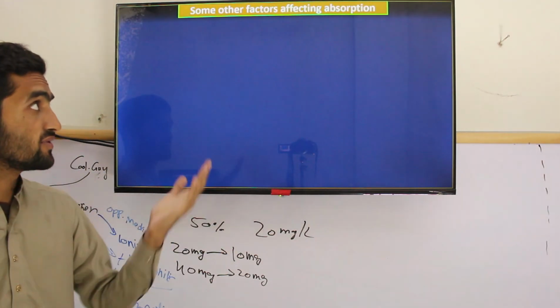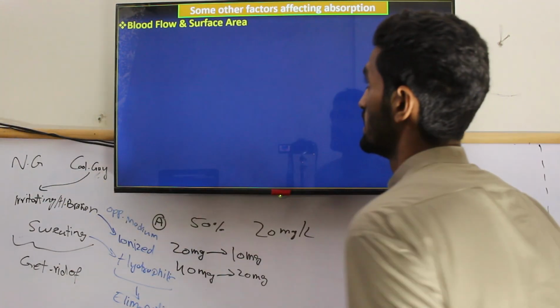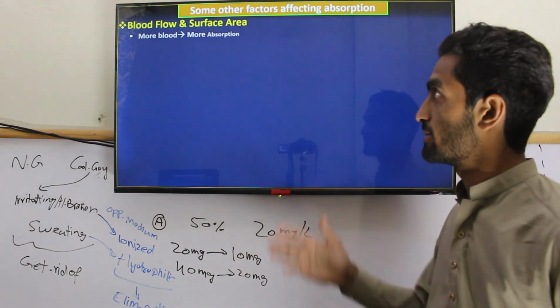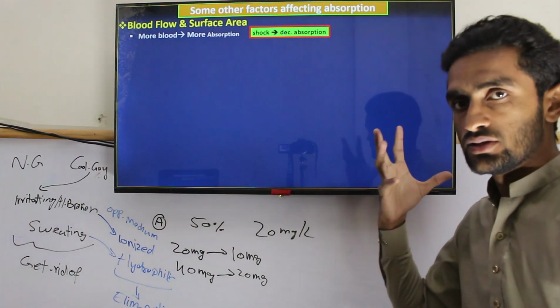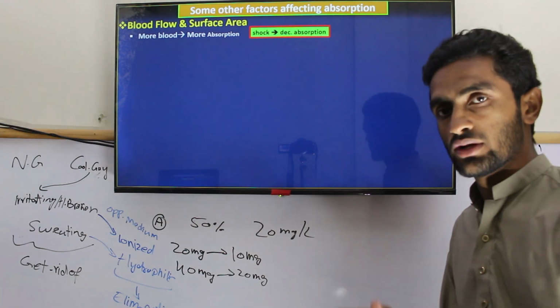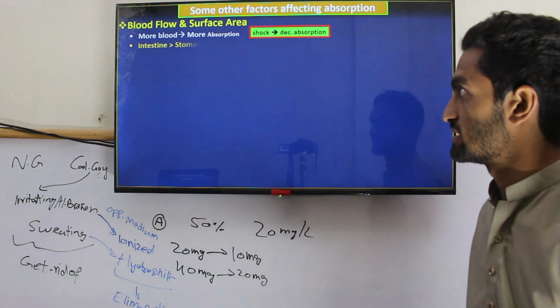Other factors which affect your absorption, like you have studied in physiology. For example, blood flow: more blood flow, more absorption. In a shock condition, your absorption will be decreased. That's why we use the intravenous route in those conditions.